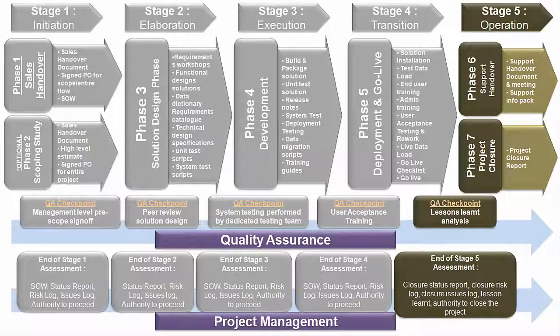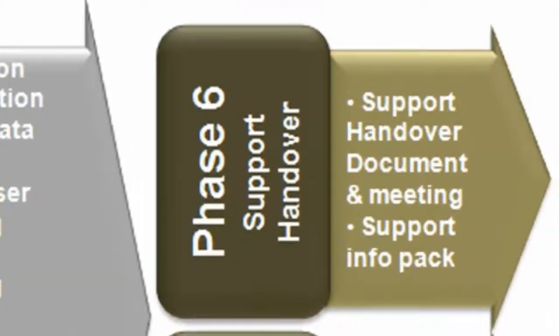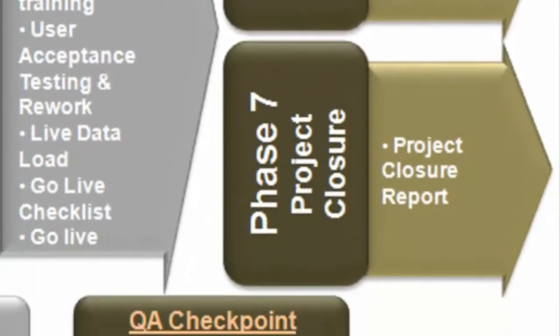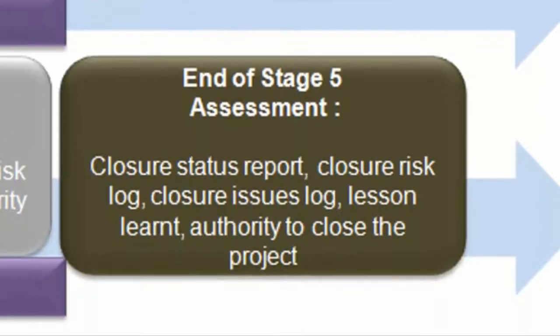Stage 5: Operation. This stage has 2 phases, Phase 6 and Phase 7. Phase 6 is a phase where support works and project handover comes, whereas Phase 7 is the project closure phase, where a report to confirm the closure of the project is prepared. The QA checkpoint for this stage is lesson learned analysis, and this stage ends with a closure of status report, closure of risk logs, closure of issues log, lesson learned, and an authority to close the project.